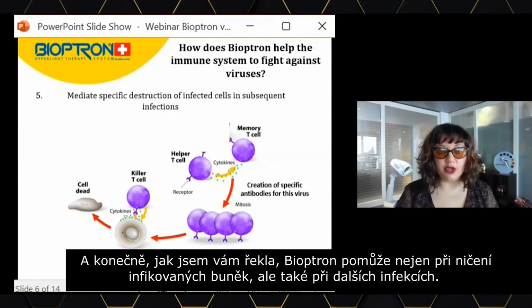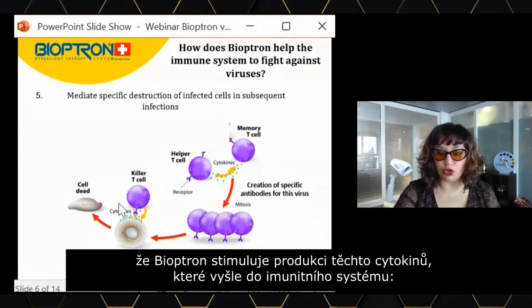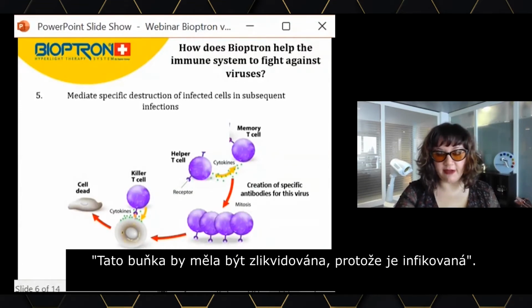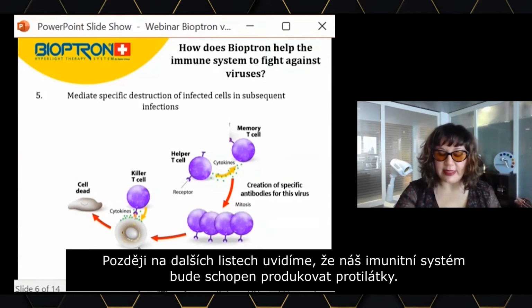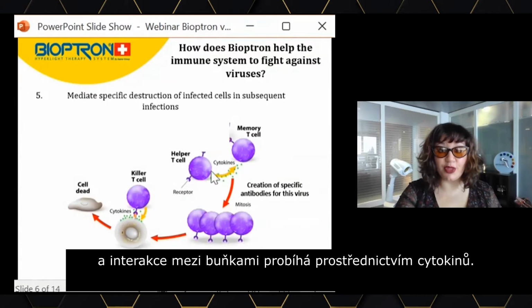Finally, as I told you, Bioptron will help in the destruction of infected cells, but also in next infections. We will see a little bit more in detail, but if you see here, I told you that Bioptron is stimulating the production of these cytokines that will say to the immune system, this cell should be eliminated because it's infected. Then with time, and we'll see in the next slides, our immune system will be able to produce antibodies. To produce these antibodies, we'll need to interact with specific cells from the immune system, and the interaction between cells is through cytokines.